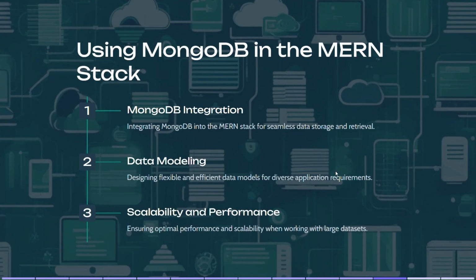Then we use MongoDB in the MERN stack for data integration, data modeling, and scalability and performance. MongoDB is based on NoSQL databases in which data is stored in documents that consist of key-value pairs, sharing a lot of resemblance to JSON, but it is not like that. It stores the database in a tabular form.